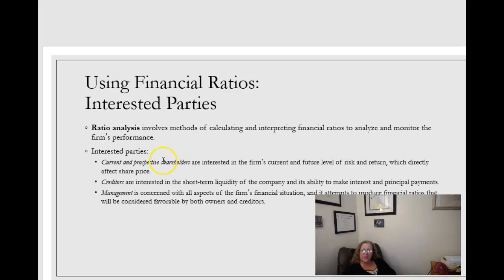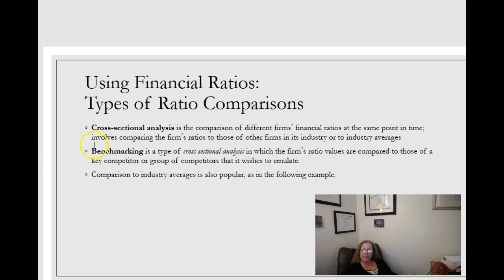Okay, now we're going to talk about using financial ratios. Ratio analysis involves methods of calculating and interpreting financial ratios to analyze and monitor the firm's performance. People that might be interested would be current and prospective shareholders, creditors, and management. This is how we monitor a business.